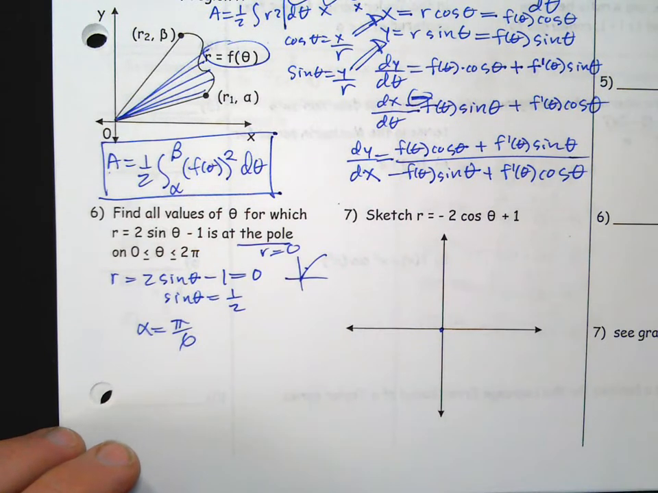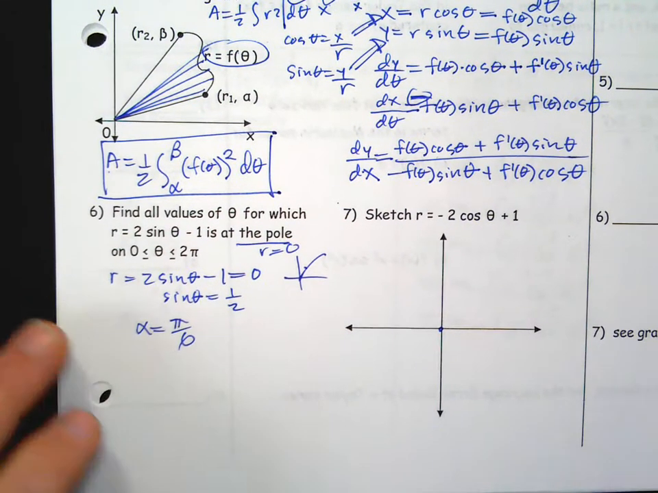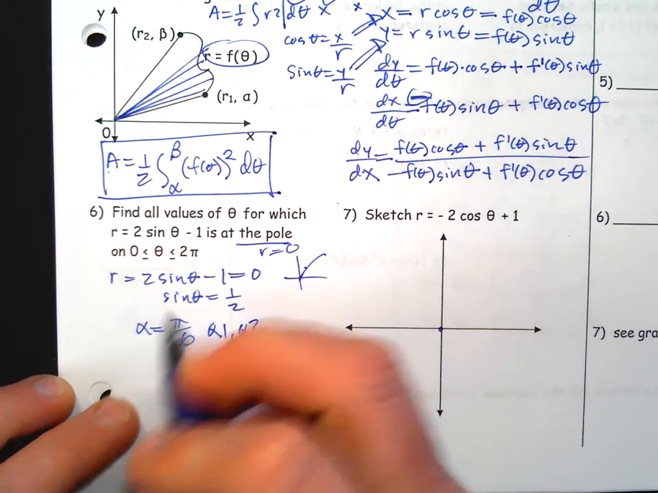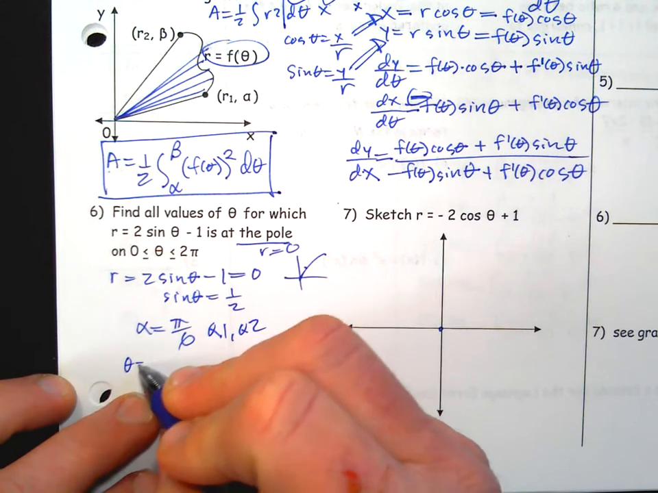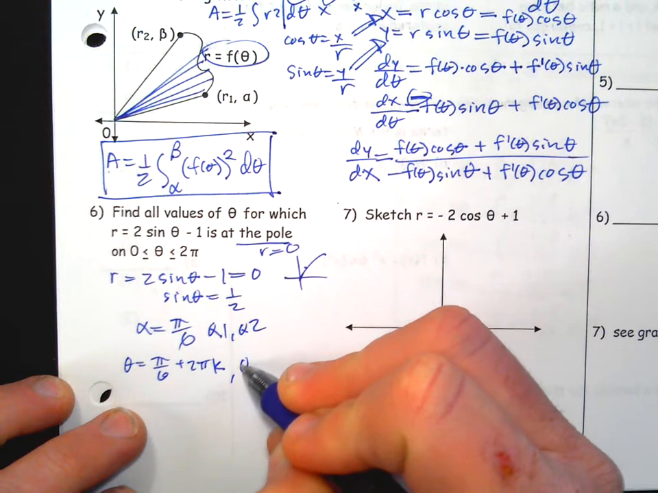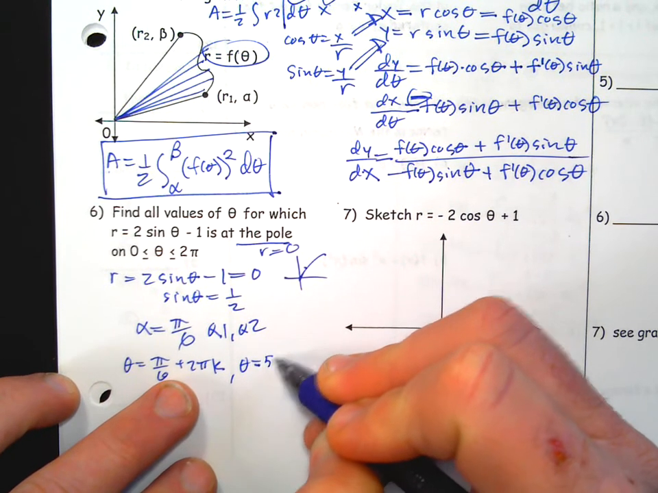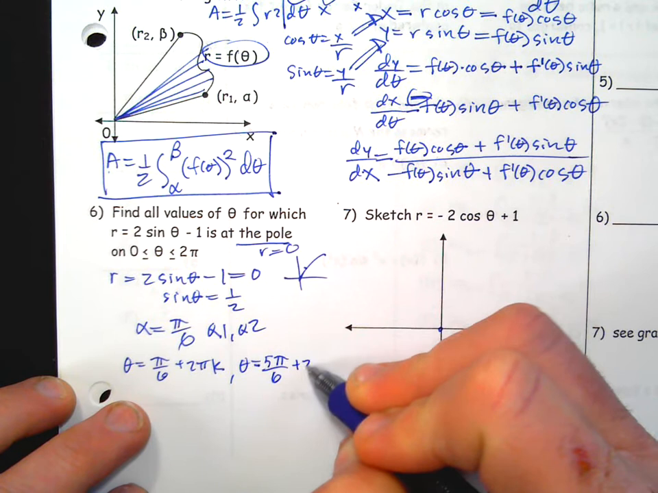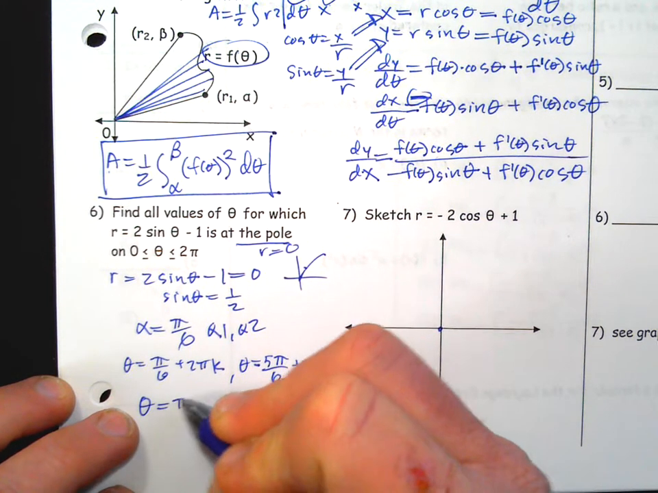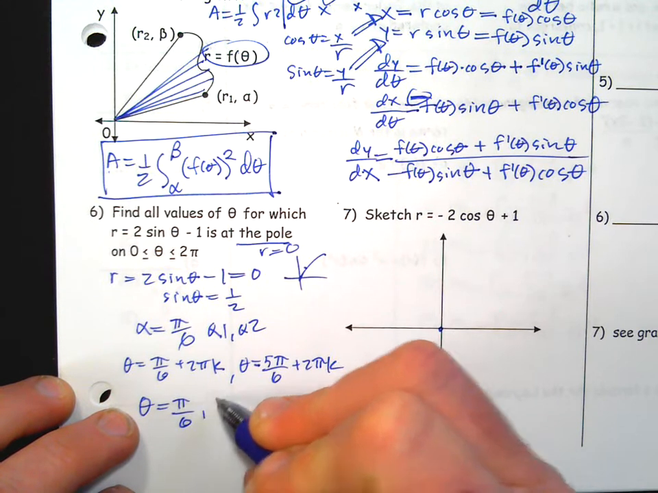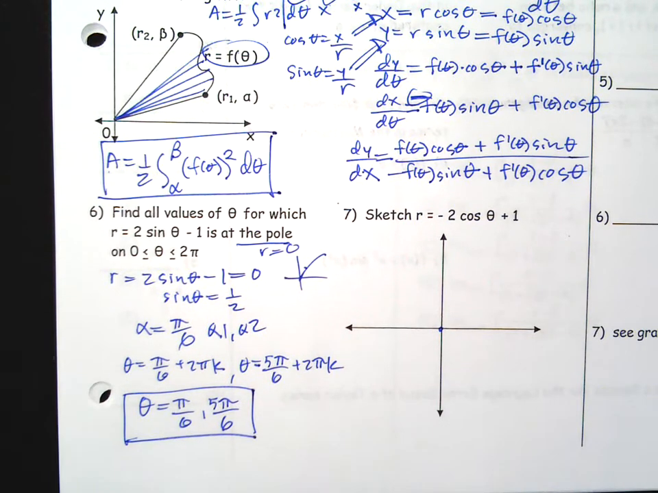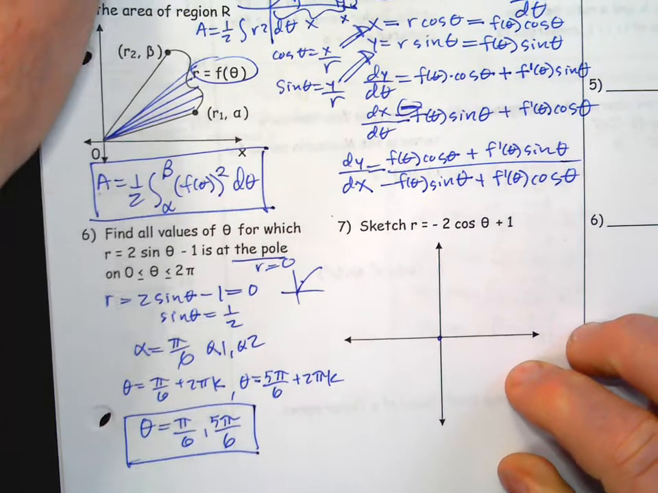So let's see. That's the reference angle, and then we're in quadrants 1 and 2. So theta equals pi over 6 plus 2 pi k, and theta equals, quadrant 2 would be 5 pi over 6 plus 2 pi k, right? Pi minus alpha. And we're just looking for the answers between 0 and 2 pi, so it's just going to be these two on this problem. Those are the angles where the curve is going through the pole.